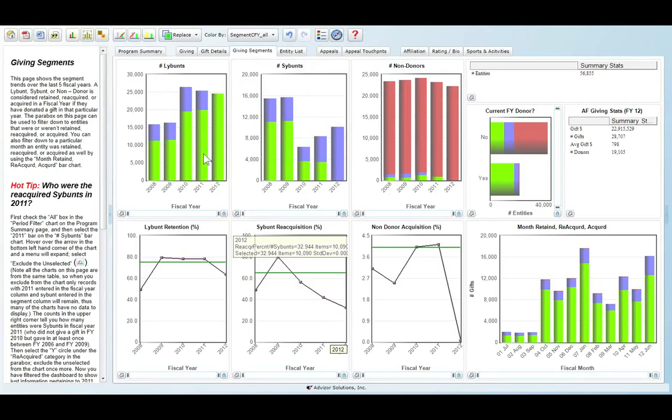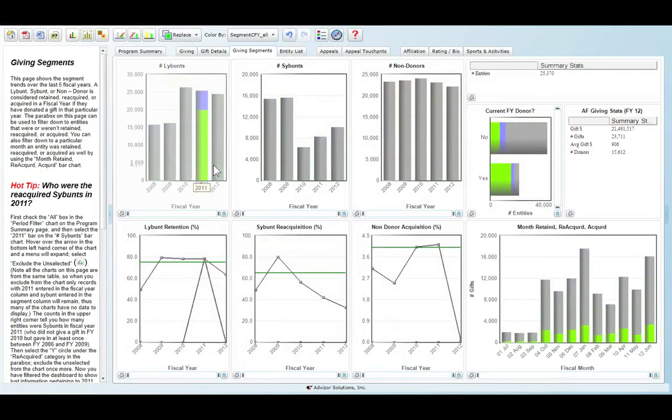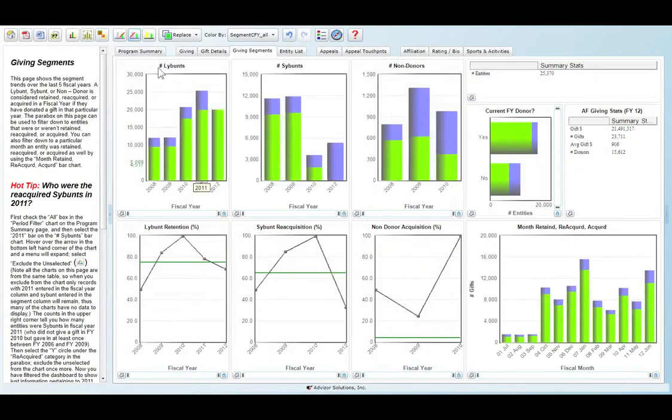I can grab over here, select the 2011 live bunts, which meant they were current in 11. They gave a gift in 10. I get them. I exclude everybody else. I'm going to now see the profile for that group. Some of them had been current the years before, but some of them lapsed in 12. This is the group of 5,313 who were current in 11 but lapsed in 12. I can grab them, drop down to the intersection of that population.